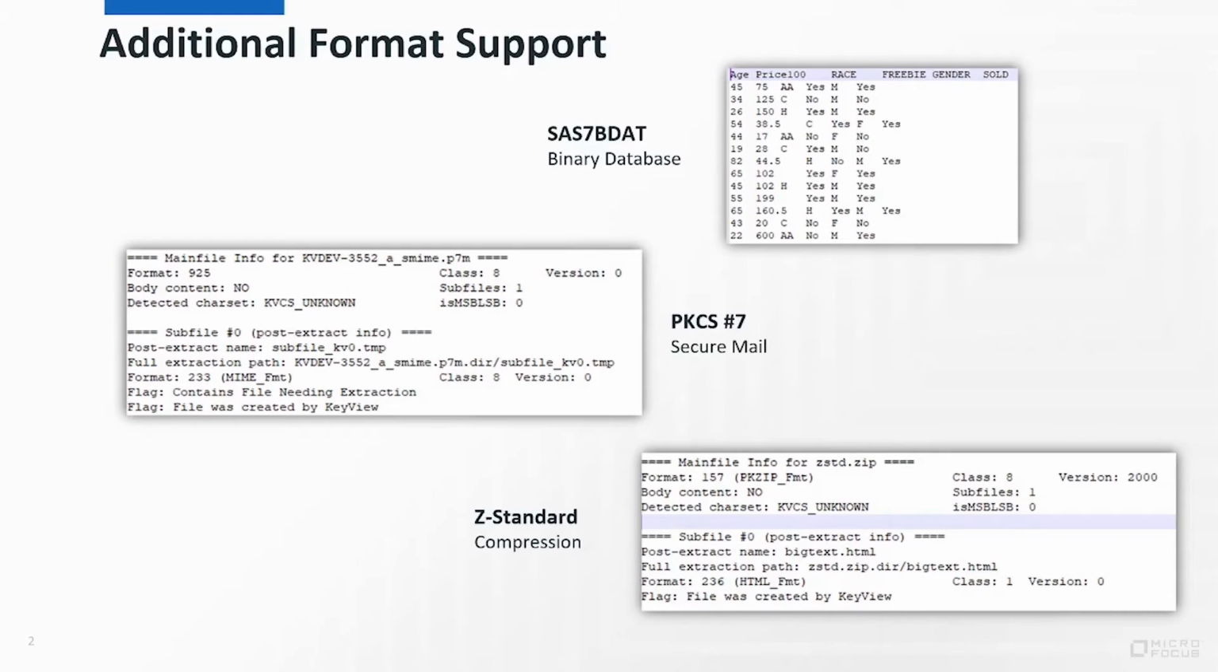We've added support for 3 new formats this release. SAS7BDAT is a binary database format, and the Filter SDK can now retrieve text from these files. PKCS#7 is used in secure mail. KeyView could already support this data when embedded in an SMIME file, but now the Extract SDK supports standalone versions of these files. zstandard is a compression algorithm created by Facebook, and the Extract SDK can now decompress zips that use this method.